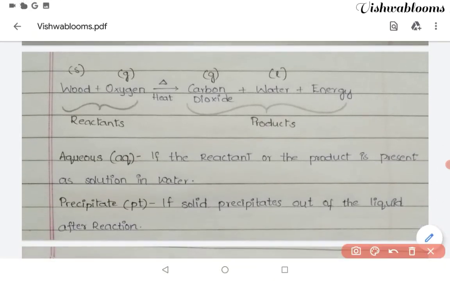Now same equation, let's consider in the word form only once again. So first and foremost thing, how do we write an equation? Just take the word equation. Now in this previous one, wood plus oxygen, this gives rise to. You're not supposed to put equal to as you put in maths, it's wrong. You have to use gives rise to.